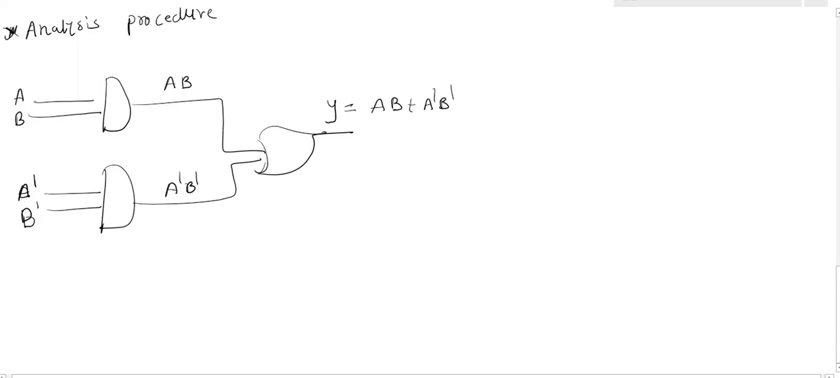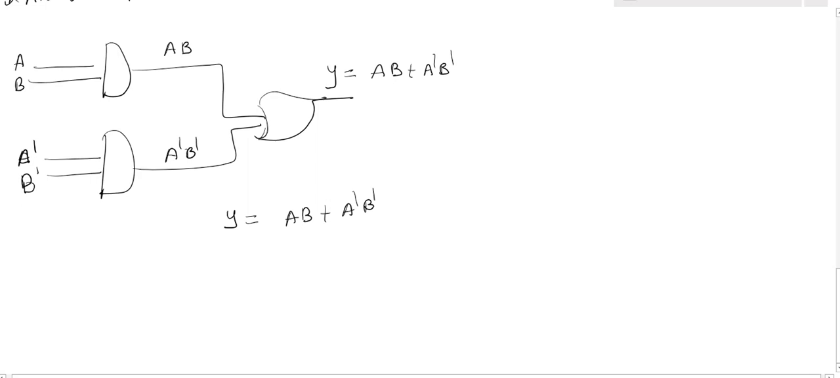Once you label all the gates, after that you have to identify the expression. The identified expression is Y is equal to AB plus A bar B bar. After identification of the expression, try to simplify the expression if it is possible. If it is not possible to simplify the expression, then draw the truth table for the given circuit diagram. In this example, the expression is a minimized expression. Now we have to draw the truth table.